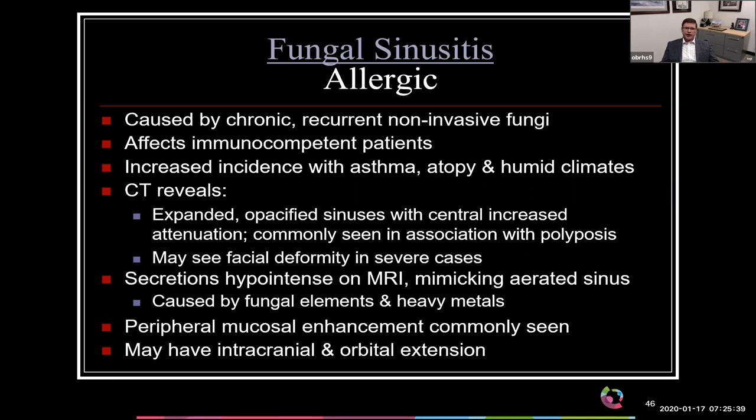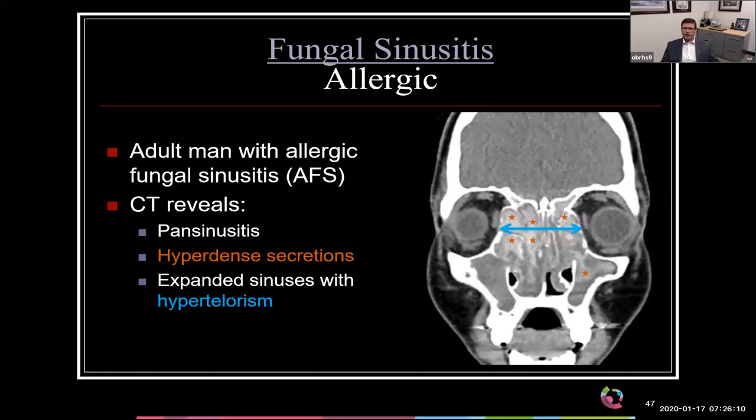Hypertelorism is actually really common. Now, oftentimes, fungal secretions are going to be hypointense on MRI, and occasionally they can actually mimic an aerated sinus. The reason for that is a combination of fungal elements and heavy metals results in that decreased signal intensity on MR. If you give contrast, you're going to see peripheral mucosal enhancement, and that helps distinguish this from an underlying sinus mass. And even though it is non-invasive, you can get bony demineralization and extension into the orbit and intracranial compartments.